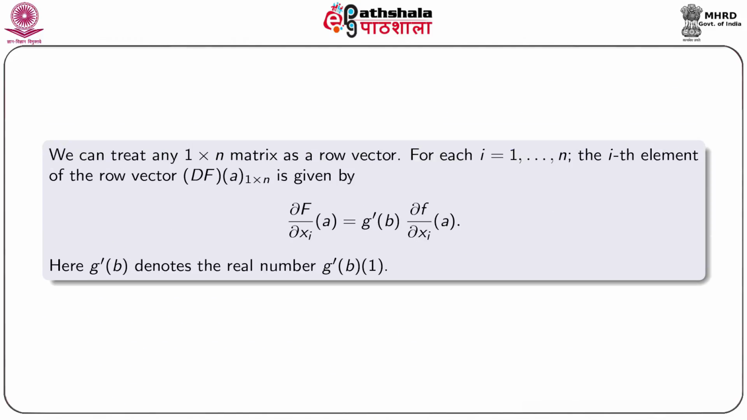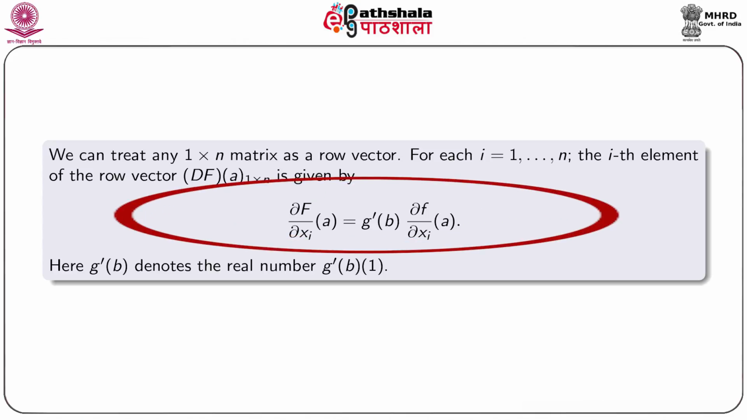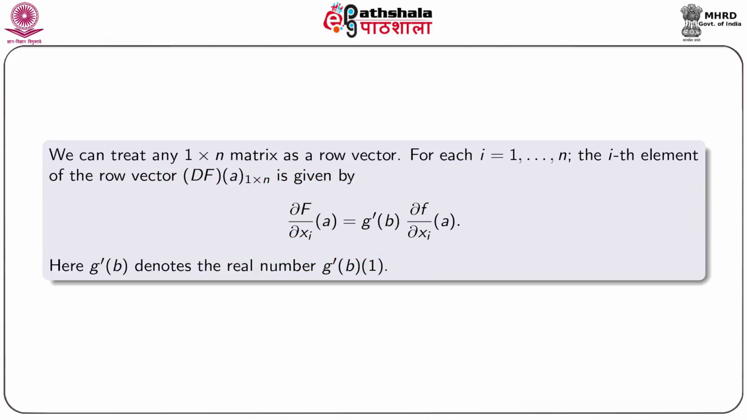Now, we can treat any 1 by n matrix as a row vector. For each i from 1 to n, the ith element of the row vector DF a is given by del F del xi at a equal to g dash b del f del xi at a. Here we can consider g dash b as a real number. If one wants to consider g dash b as a linear transformation, he should write g dash b operating on 1.